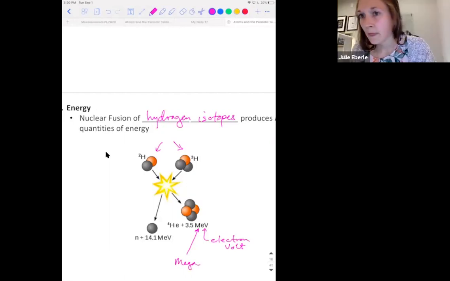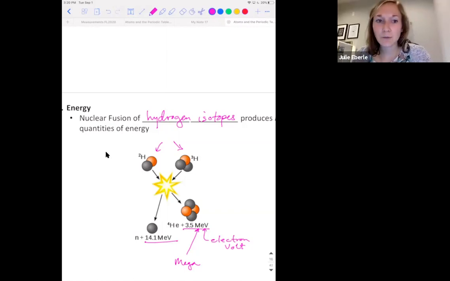Okay. This is bigger than a kilo. Okay. So a mega electron volt. So you can see it creates 3.5 mega electron volts there, 14.1 mega electron volts. So fusing two hydrogen ions, just two, produces tons and tons of energy.